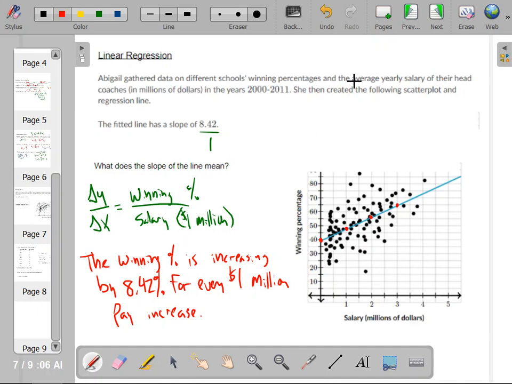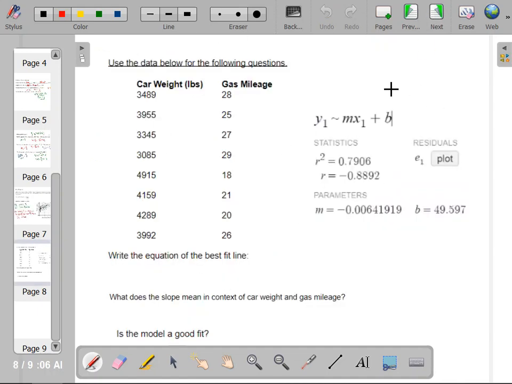So that's if I give you the graph. What if I don't give you the graph, but I give you the data? You won't have to generate it, but you could type this all into Desmos and generate it, but I did it for you. So if it says, what's the equation of best fit? They're giving you the slope, they're giving you the y-intercept.